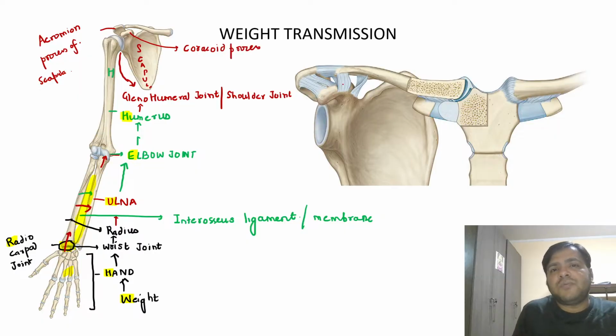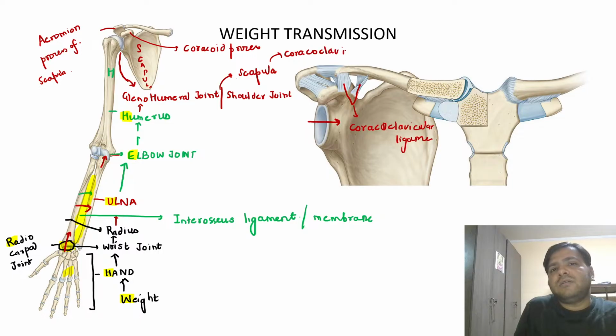Now, from the coracoid process, you can very well see we have a ligament called the coracoclavicular ligament. The weight comes from the glenoid cavity into the scapula, and from the scapula, through the coracoclavicular ligament, it is coming into the clavicle, right?